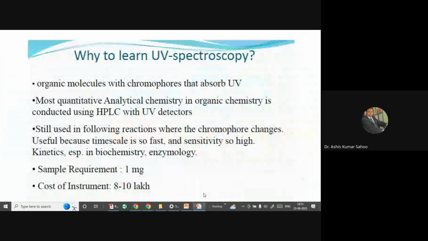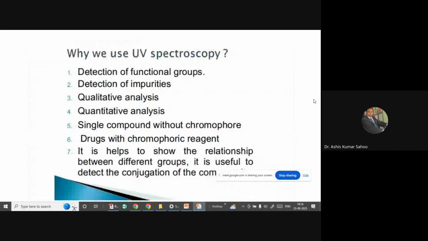So we are talking about UV visible spectroscopy. Why do we learn UV visible spectroscopy? To detect whether any chromophore or auxochrome is present. Usually it is used to detect the functional groups present in organic molecules, and the impurities present in the molecule. So it is used for qualitative analysis and quantitative analysis.